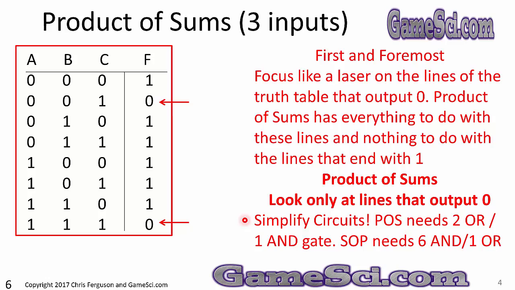We're trying to simplify circuits. Product of sums needs 2 OR gates and 1 AND gate to do this truth table. Sum of products would need 6 AND gates and 1 OR gate. Obviously, the product of sums would be much simpler for this truth table with 2 zeros than the sum of products. The product of sums on a truth table with 2 zeros would be much simpler than the sum of products on a truth table with 6 ones.